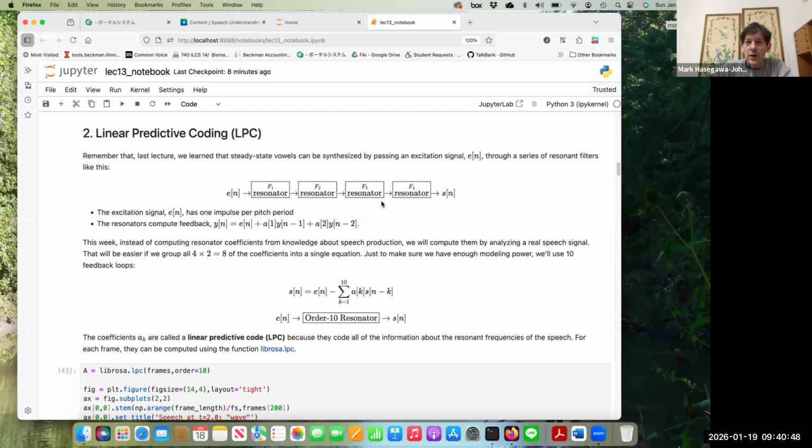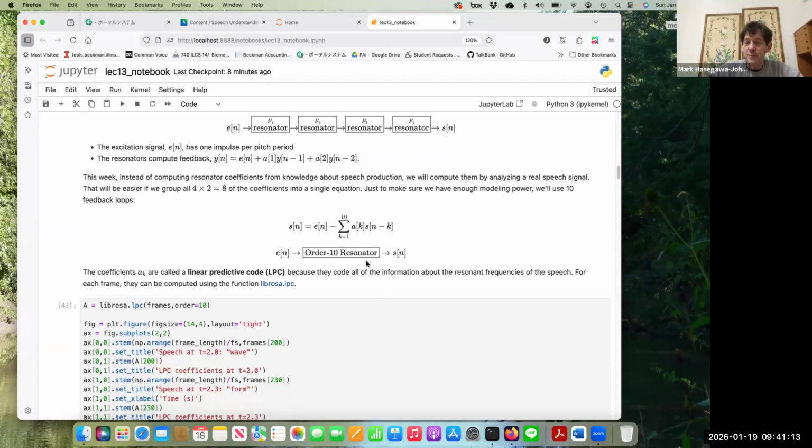And that allows us to model all four of those resonators, all with just one resonant filter with 10 feedback coefficients. Right? We're just going to feed back 10 times. In fact, four resonators really only needs 8 feedback coefficients, but we'll add 2 more just to make sure that we get everything. So we'll round it up to 10 feedback coefficients.